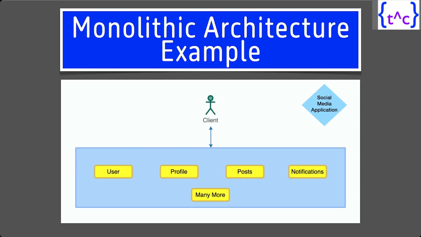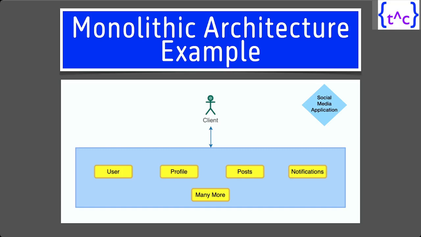So this client can be you, me, our friends, family, or anyone else, right? These clients are going to interact with this social media application to access their profile, to access their notifications, or to create a new post, or to comment on someone's post, react on someone's post, right? Put some articles or change their profile. So there can be many more functionalities, isn't it?